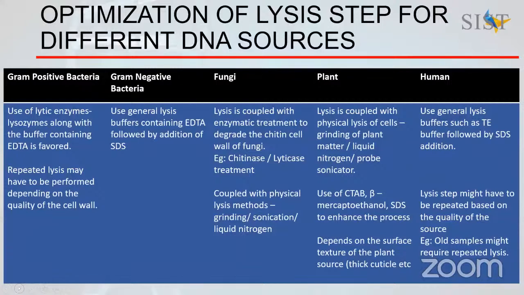In the case of gram-positive bacteria, gram-positive bacteria means what? That they have a thicker cell wall compared to gram-negative bacteria. So here, other than the lysis reagents, what we can add is lytic enzymes. These enzymes can lyse the cell wall specifically, and so the addition of lytic enzymes enhances the extraction of DNA from gram-positive bacteria. And sometimes we have to do this lysis step twice or thrice in order to get the cellular contents properly, because the cell wall might be thicker in some cases, depending on the bacteria type.